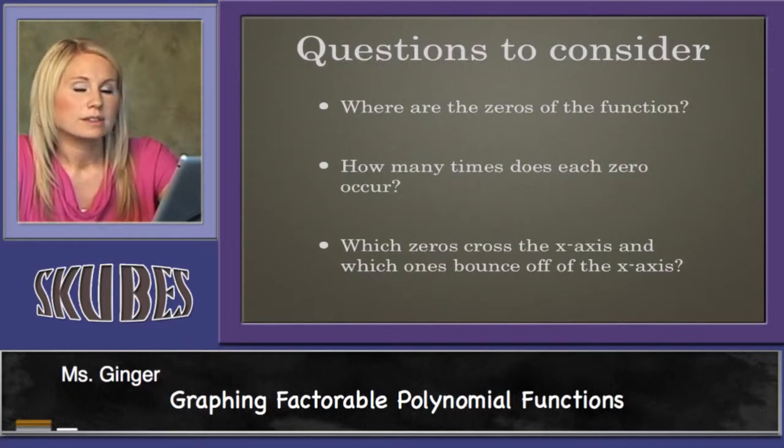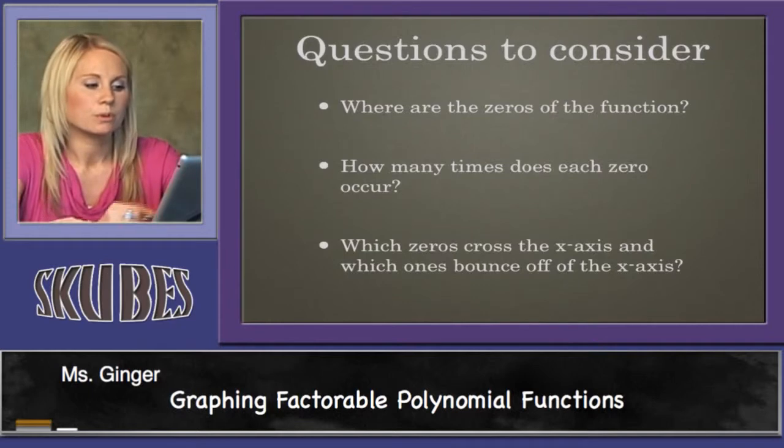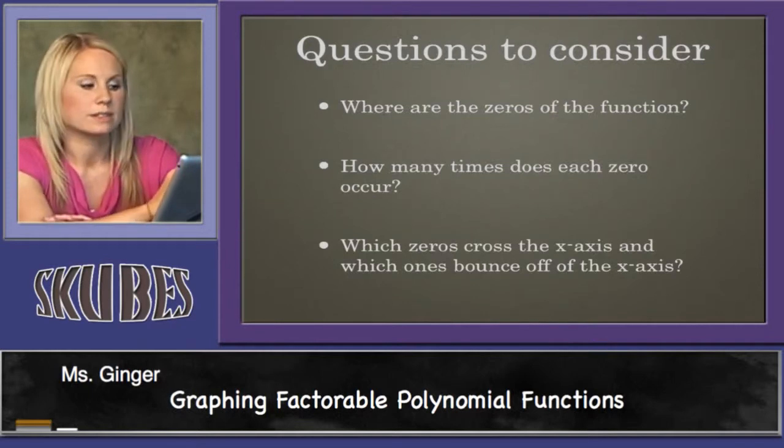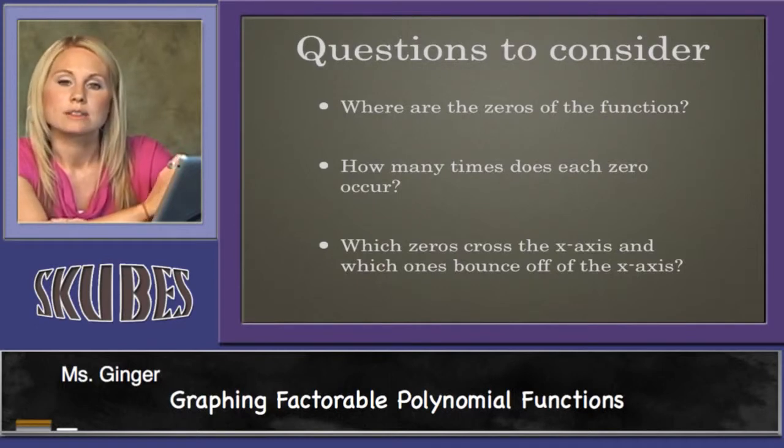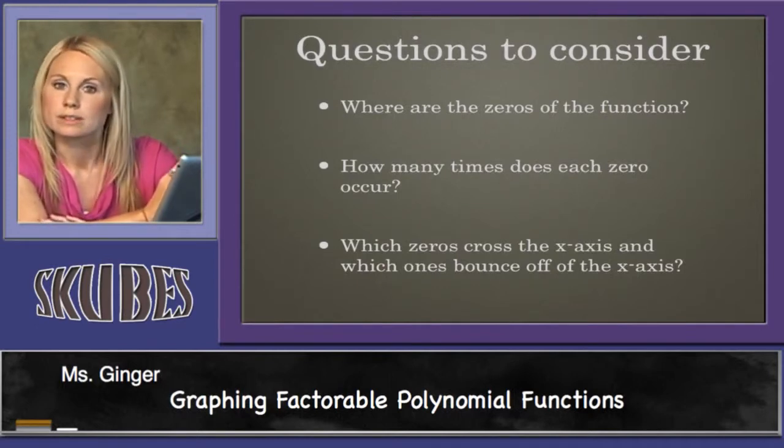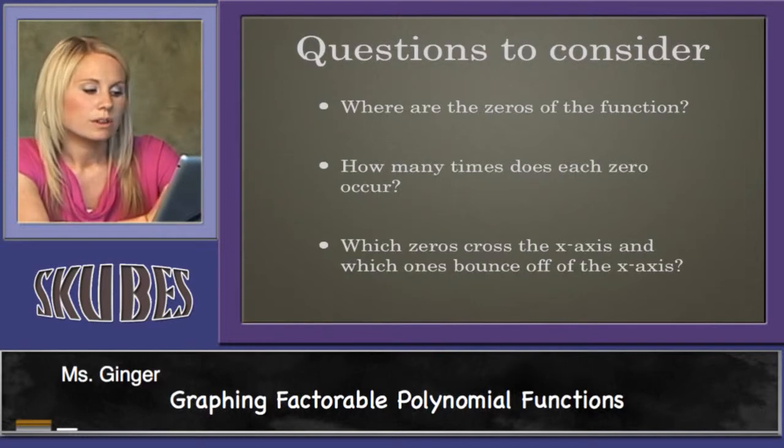So I'm going to talk about the things that we need to look at first when we're trying to get a good graph of these. First of all, when you can see factor form, like I said, you can see the zeros. So where are those zeros? You want to list those out. And then you want to look at how many times each one occurs.